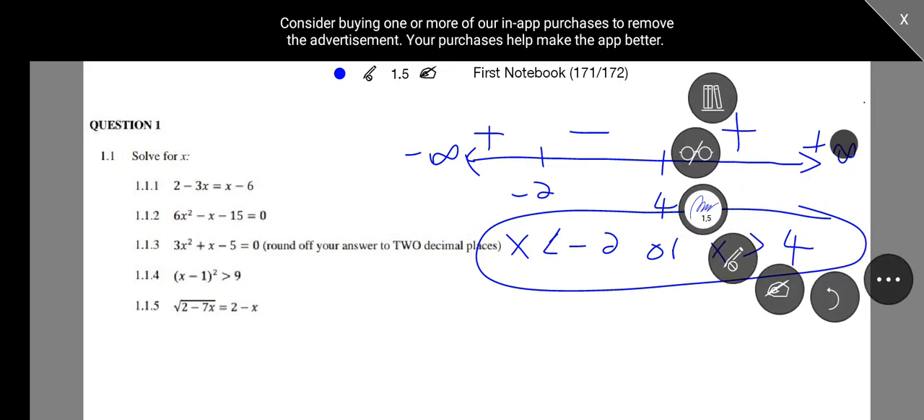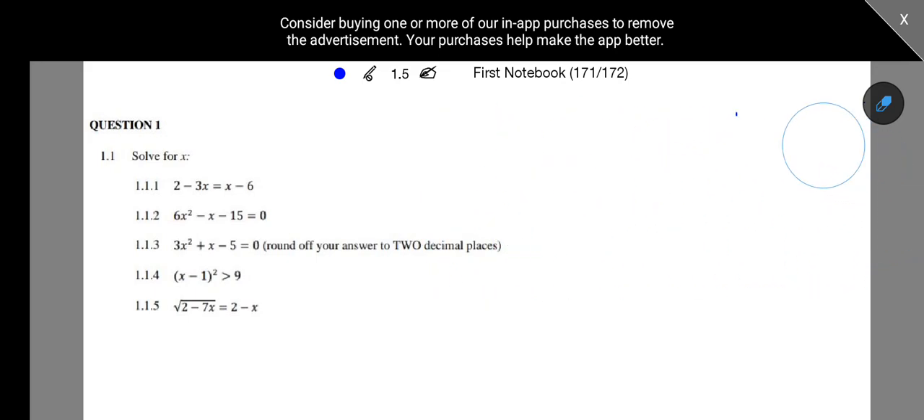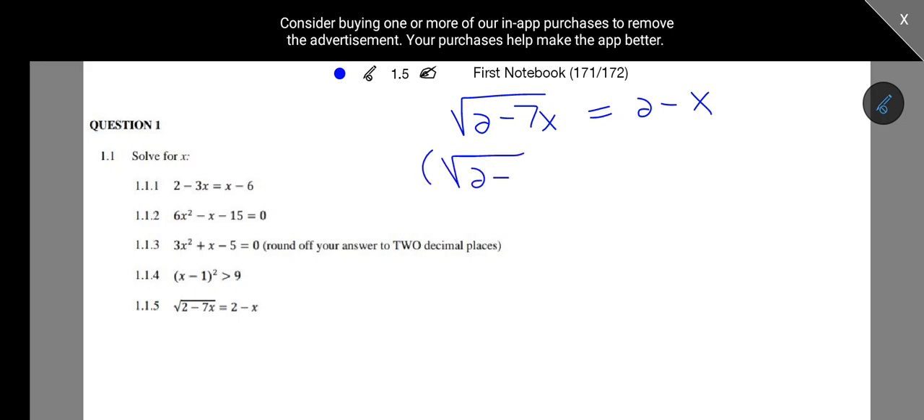So now we're going to move to 1.1.5, and that is a third equation. So we're given that the square root of 2 minus 7x is equal to 2 minus x, right? So let's see. The first step in solving this type of question is to square both sides. So let's square both sides of the square root of 2 minus 7x. We square both sides. Even this side we apply the square: 2 minus x all squared.